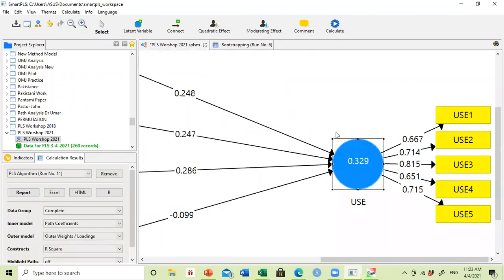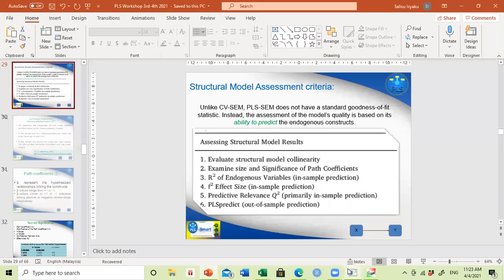So the next is effect size. With effect size, we are talking about the contribution of each one. Before, with R square, we were talking about the composite contribution, the total contribution of all your IVs. Now we want to see the individual contribution, the contribution of each one.